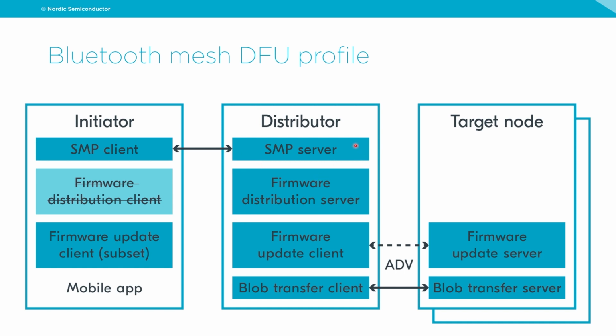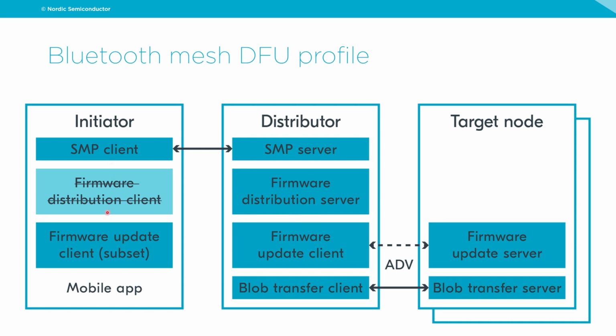Then the distributor, once it gets the firmware, will use the firmware update client model and the BLOB transfer client model to send that through the Bluetooth mesh network, using the advertisement bearer, to the target node or target nodes, plural, most likely. There are multiple to be updated, and it supervises the whole process.